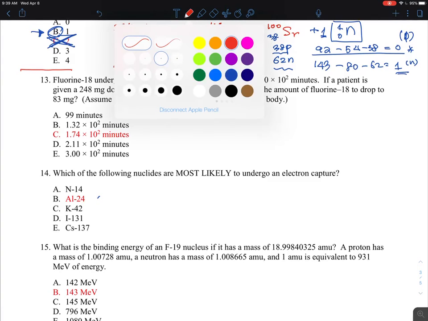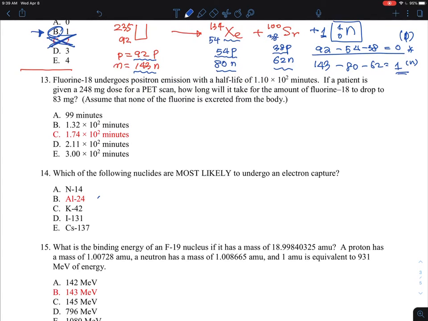And problem number 13 says it has a half-life of, okay, so I'm going to write t half-life is 110 minutes. Okay, so the time is there. And if the patient was given the initial dose of this milligram, how long will it take this fluorine-18 to drop to 83 milligram? Okay, 83 milligram. So this is what you can find out here.